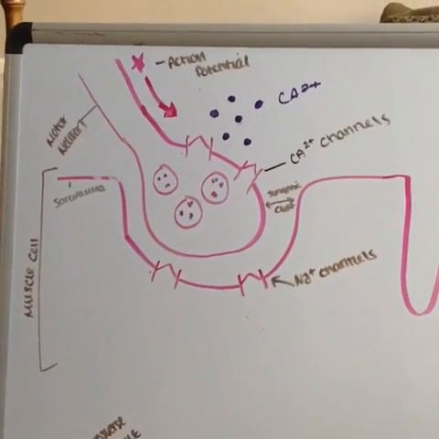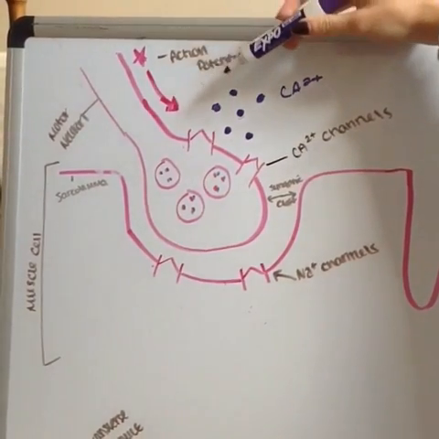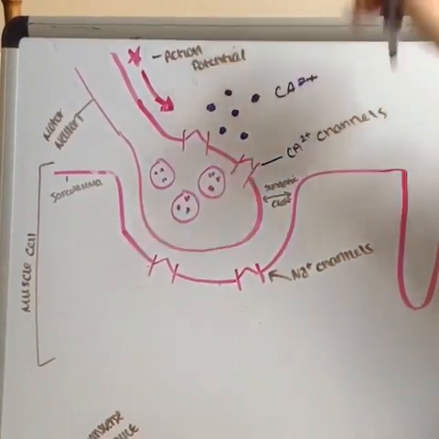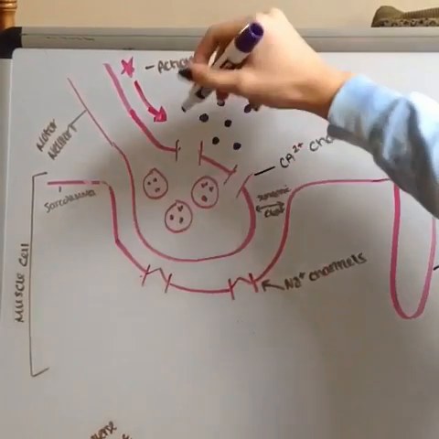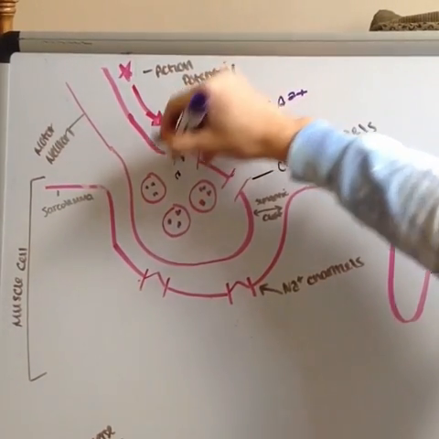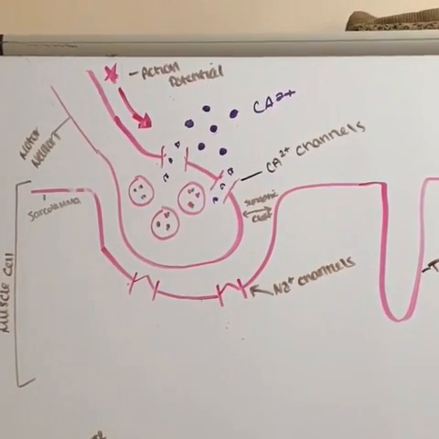Okay, so the stimulus for a muscle contraction starts from the brain and it sends the action potential down to the motor neuron, which then causes the calcium channels to open up and allows the calcium to come in, and then this will cause the vesicles to migrate.